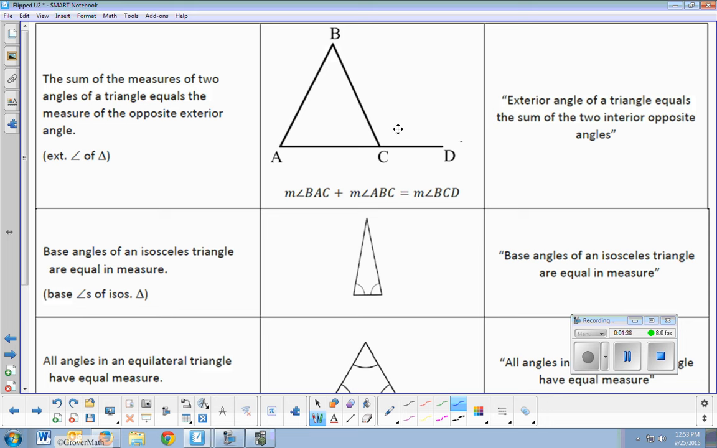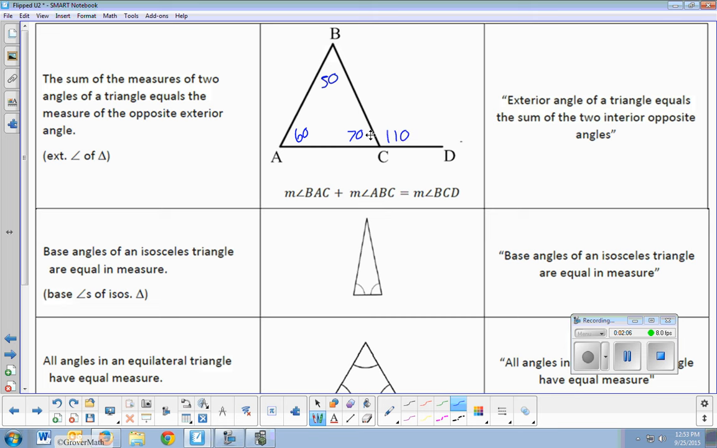Let me throw some numbers in here. Let's say that this is 50 and this is 60. Now this third angle, because we know they add to 180, would have to be 70. Because 50 plus 60 plus 70 is 180. So this angle out here would be 110. Because these form a straight line and they are supplementary, so they add to 180.